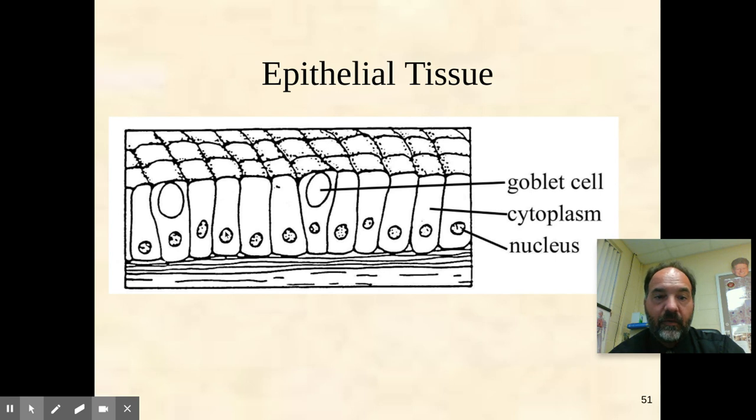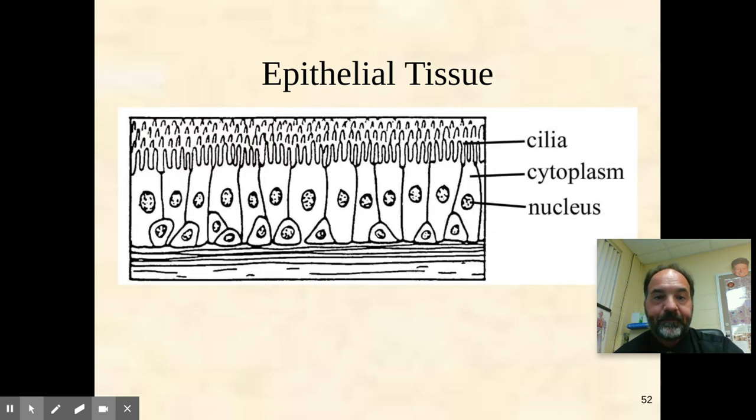This is simple columnar epithelium. Notice how the cells are columnar shaped, nice round nuclei here at the bottom, anchored to a basement membrane, which fastens the cells to the connective tissue below. And up here we've got lumen. We'll talk about goblet cells in a minute, but those goblet cells are mucus secreting cells.